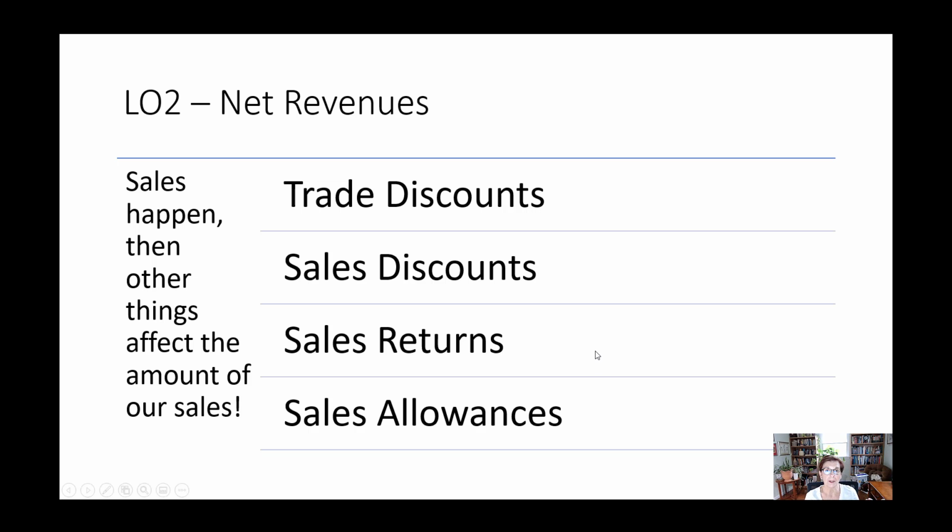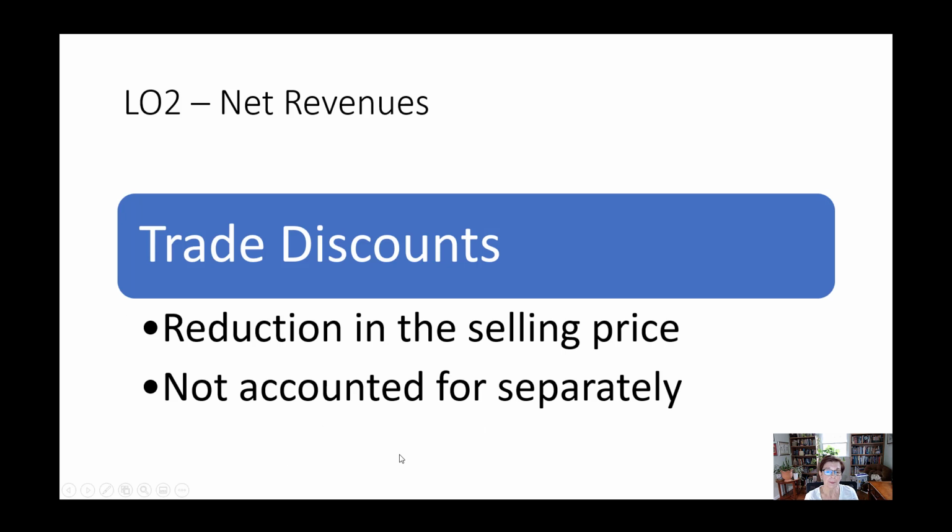All right, so we're going to take a look at these different kinds of discounts. So sales happen, and then these other things affect the amounts of our sales, or happen at the same time. So we're going to look at these four items, starting with trade discounts. Trade discounts are simply a reduction in the selling price. The nice thing about trade discounts is that you don't have to account for them separately.